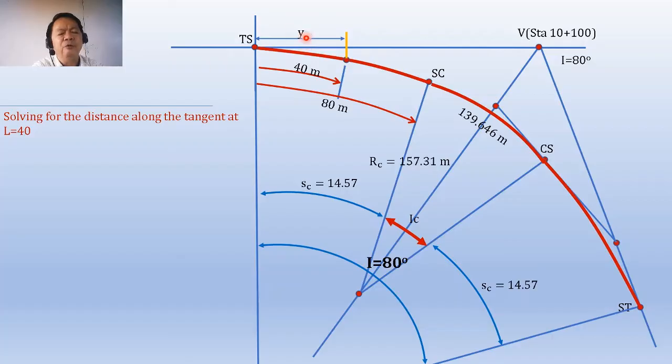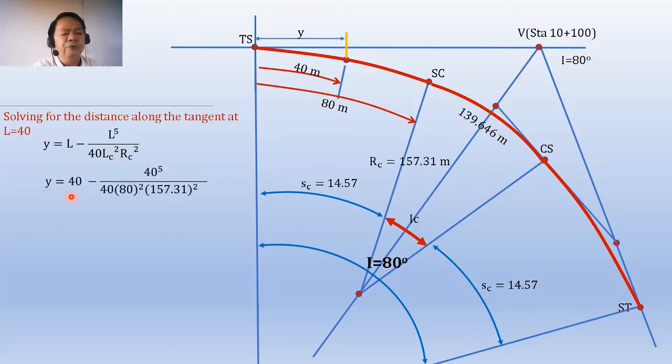And there's a formula for y, that y is equal to L minus L to the fifth over 40 L sub c square multiplied by R sub c square. And if this will be substituted, our L is the distance 40, di ba? Ay yung L sub c natin is 80, R sub c is 157.31. So that this will have a value when substituted, 40 minus 40 to the fifth over 40 times 80 square times 157.31 square, giving us a value for y equal to 39.38.